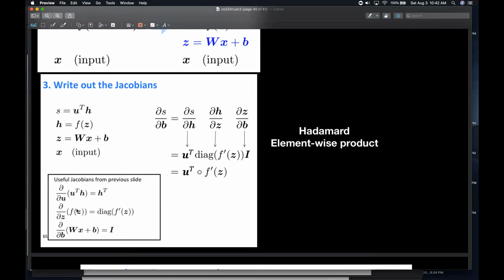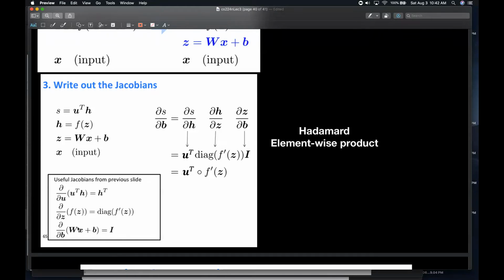Next was this f of z. F of z basically was the activation function, and something we discussed previously is that activation functions really don't change the shape. It's going to work element-wise, and that gives you this diagonal of f dash z. And d by db of Wx plus b: Wx is not a function of b, so that goes off. D by db is like 1.